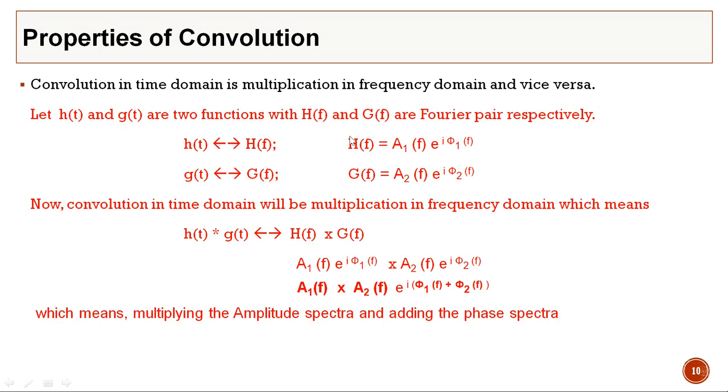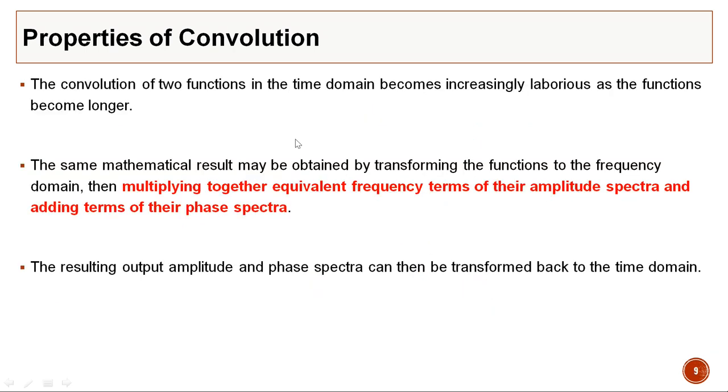What it means is, for example, if you convolve h of t with g of t, the functions in frequency domain are written like that, and then once you simplify, you will get a1 multiplied with a2, and you are adding the phases phi1 plus phi2. So this is another important property. So instead of doing things in time, we normally do it in frequency domain and then transform back to time domain.